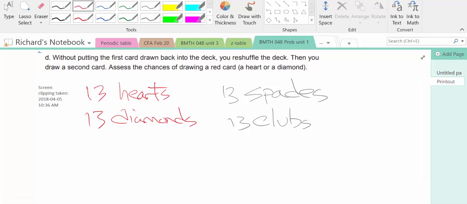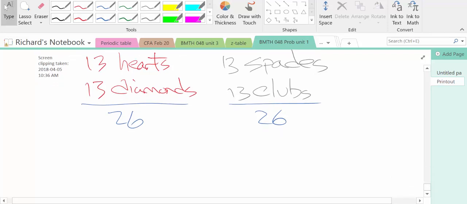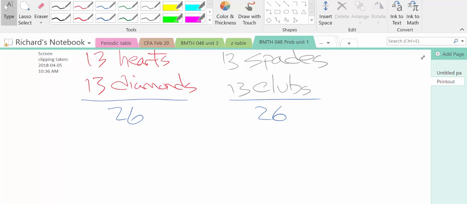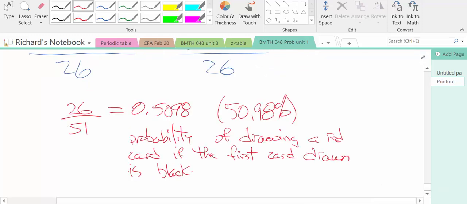Originally in the deck there were 13 spades, 13 clubs, 13 hearts, 13 diamonds. The total number of red cards to start with was 26, and the total number of black cards to start with was 26. So if you've drawn a black card with that first card, there's only 25 black cards left in the deck, but there's still 26 red cards. So the chances of drawing a red card, if the first card drawn is black, is 26 red cards out of 51 total cards left in the deck. 26 divided by 51 is 0.5098, or a 50.98% probability.